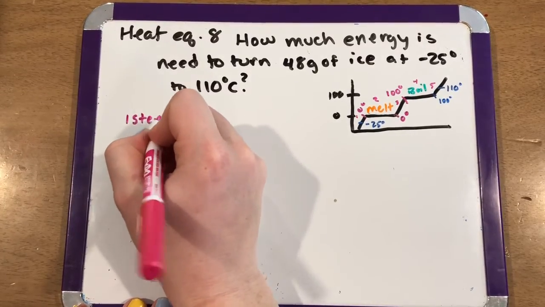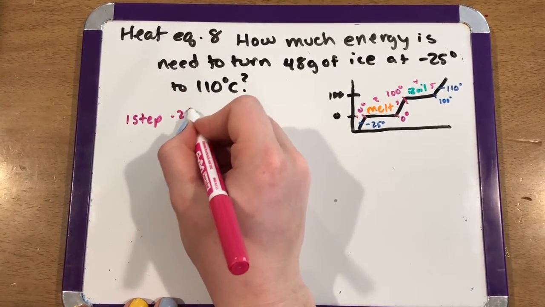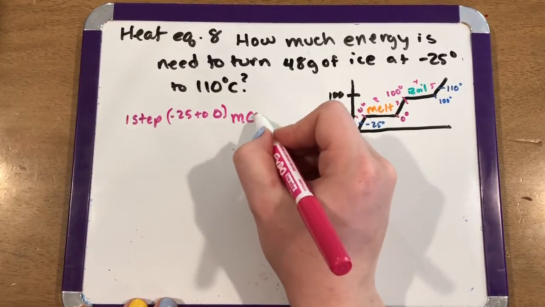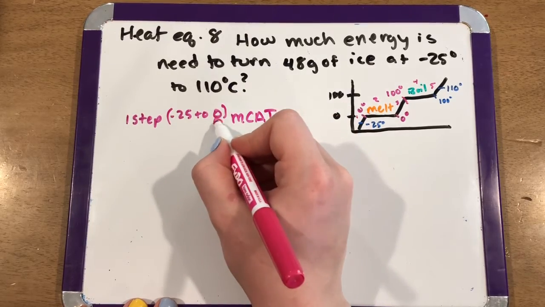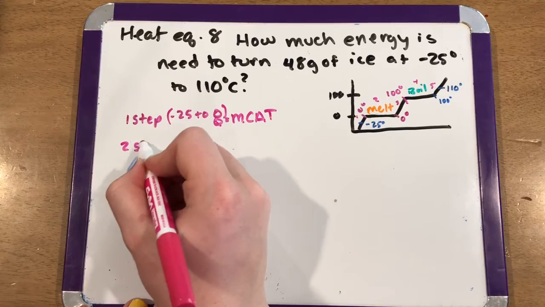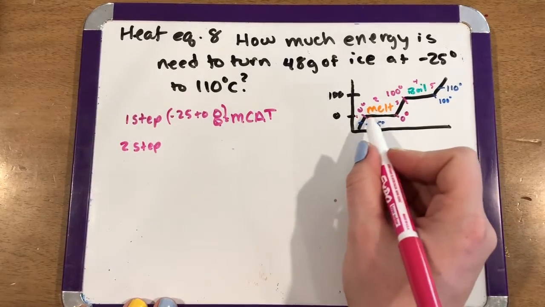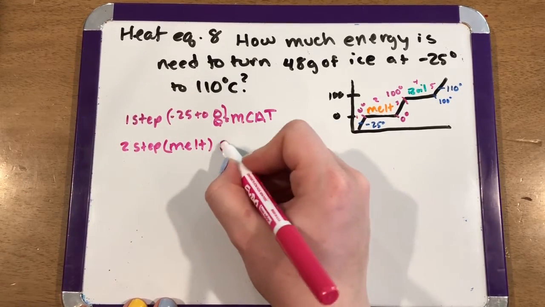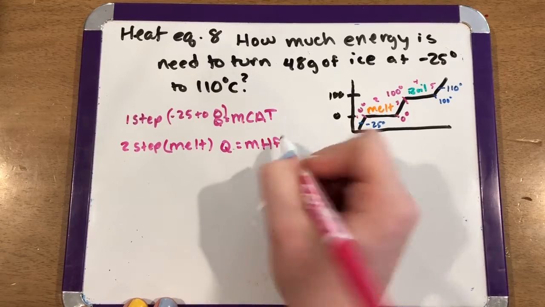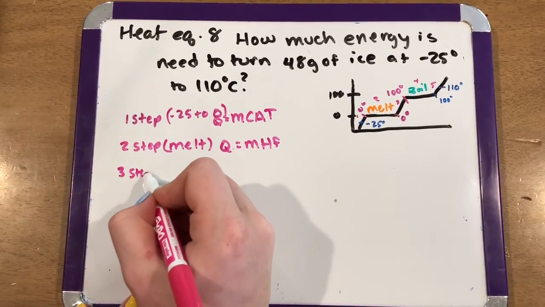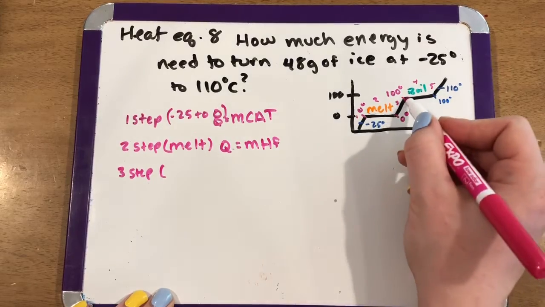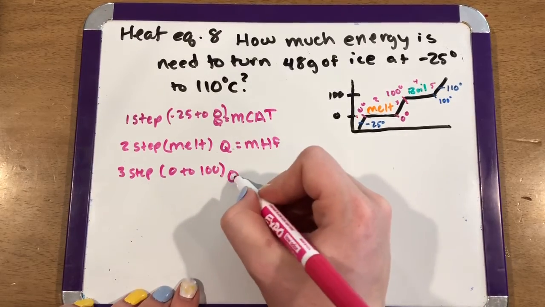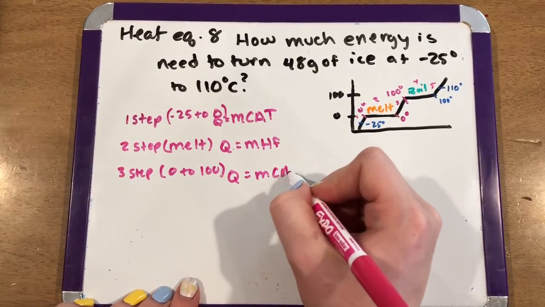First step is to warm it up from -25 to 0 degrees. That is a change in temperature, so we're going to use our MCAT equation. Second step, we need to melt it. Melting happens using our heat of fusion equation. Step 3, we need to go from 0 to 100 degrees. That's a change in temperature, so we're going to use our MCAT equation.